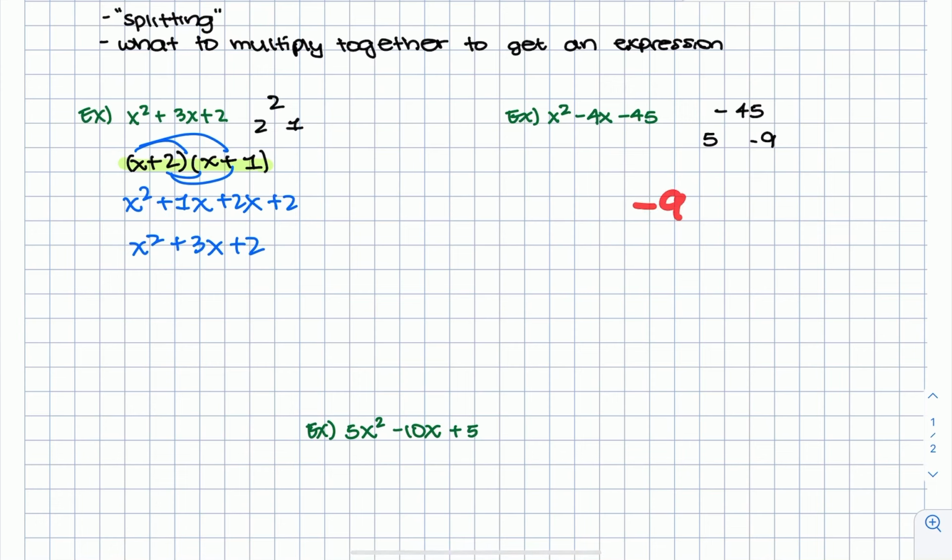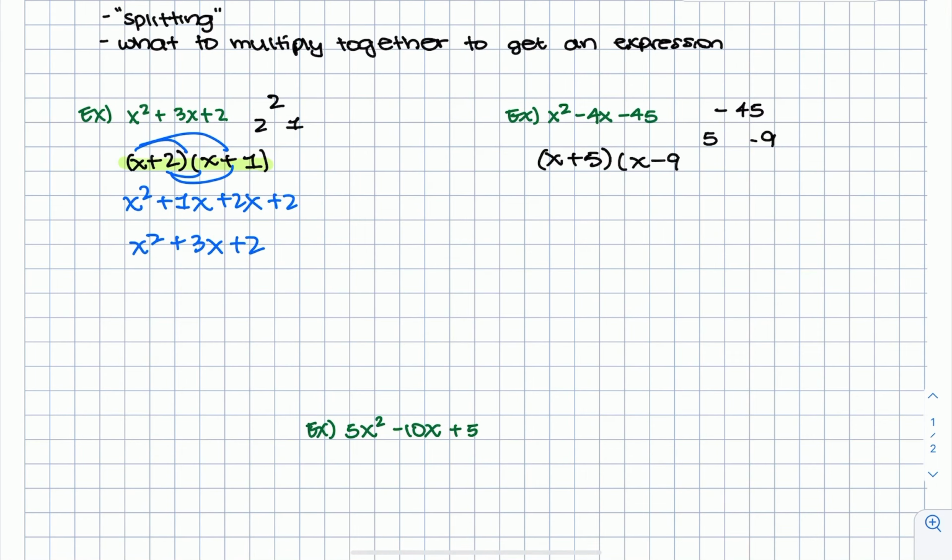Negative 9 plus 5 is equal to negative 4, and bam. Similarly, 5 minus 9 is equal to negative 4, and that's exactly what we needed. So your factors would be x plus 5 and x minus 9.